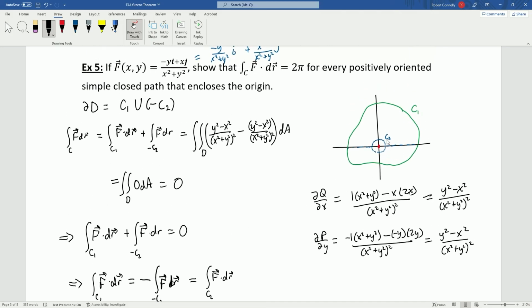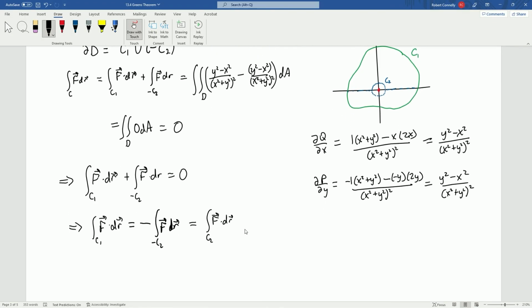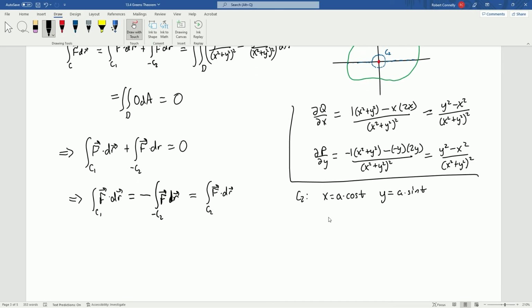Okay, so here's the benefit. We chose to make C2 a circle so that we could compute this second integral really nicely. That's really the goal here. So if we parameterize our second circle C2 as x equals a times cosine of t and y equals a times sine of t, then dx/dt is going to give us negative a sine of t, and dy/dt is going to give us a times cosine of t.